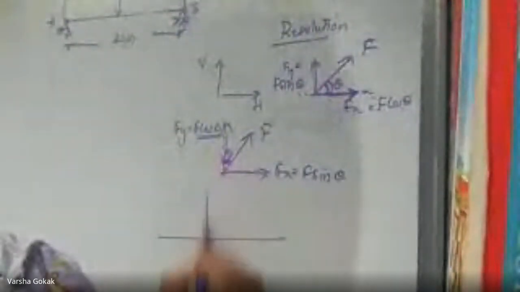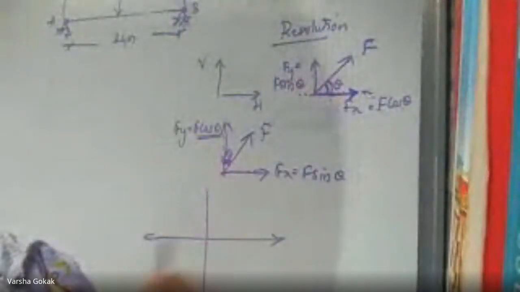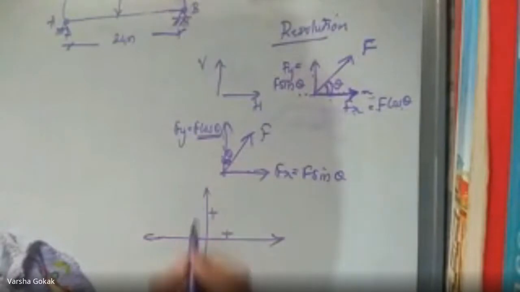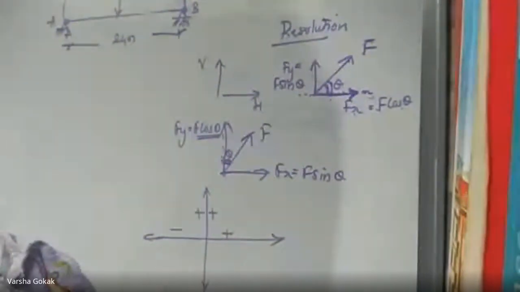So all of you have plotted graphs in high school. The sign convention is based on the same thing. In a graph, this is positive, this is positive, this is positive, this is negative, this is negative, this is negative, this is negative, and this is positive. So this is the first quadrant, second quadrant, third quadrant, and fourth quadrant.